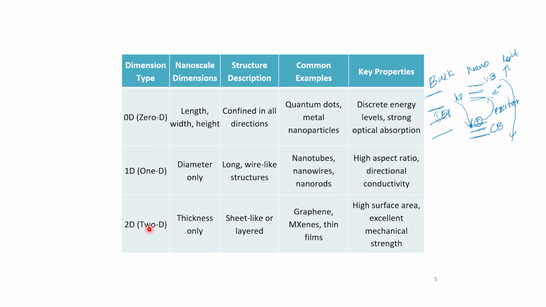In 2-dimensional materials, your confinement is in one direction, but your electron can move in 2 directions, along the length and along the width, but in thickness only it is confined. The structure description is that sheet-like or layered nanomaterials are formed with 2-dimensional property. Common examples are graphene, MXenes or thin films. Key properties are high surface area and excellent mechanical strength. If you want something with a high surface area and excellent mechanical strength, you consider 2-dimensional nanomaterials.